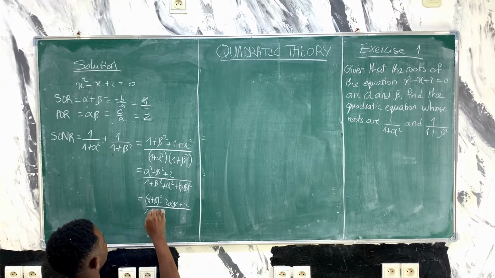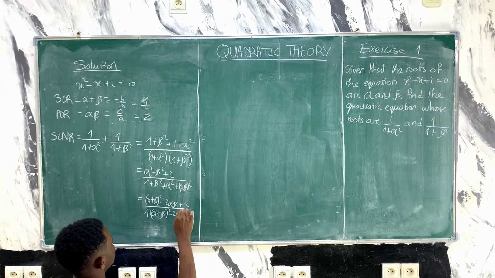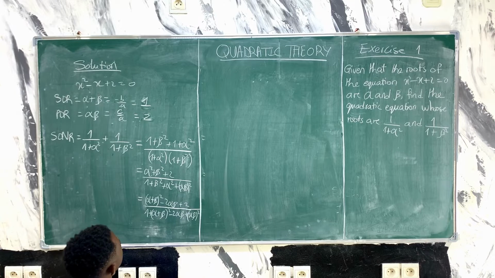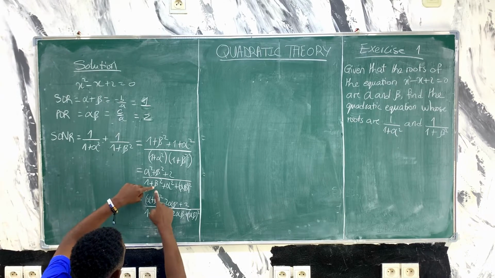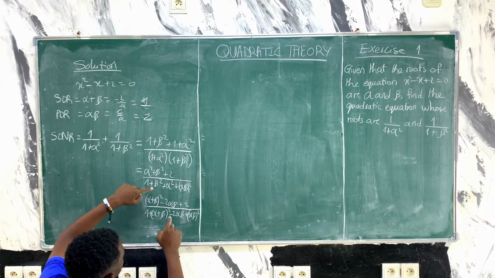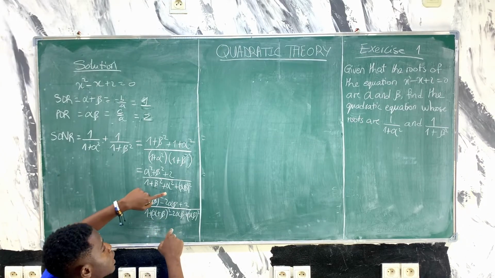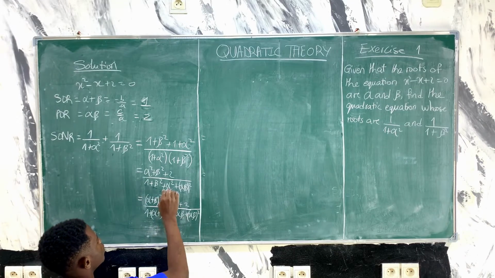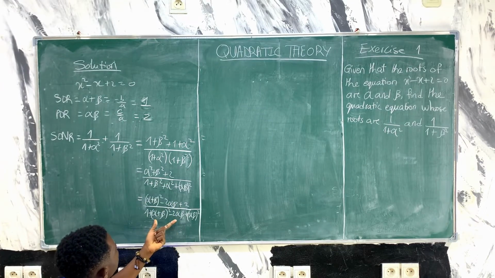So that is alpha plus beta all squared minus 2 alpha beta plus 2, all on 1 plus alpha plus beta all squared minus 2 alpha beta plus alpha beta all squared. So this is 1 plus alpha squared plus beta squared, which is alpha plus beta all squared minus 2 alpha beta. Beta squared plus alpha squared is the same as alpha squared plus beta squared actually. So this is what you are going to have, plus this.